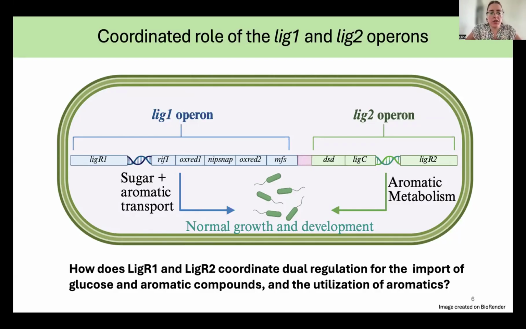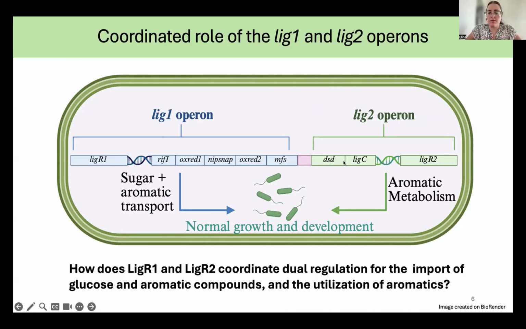In the Lig1 operon, you also have two FAD binding oxidoreductases, a NIPSNAP family protein, as well as an MFS transporter, which is annotated as a putative sugar transporter. The Lig1 operon also has a divergently encoded Lig1 transcriptional regulator. Now, the Lig2 operon is located about 150 base pairs from Lig1, and it contains a putative dehydroshikimate dehydratase, as well as a 4-carboxy-2-hydroxymuconate-6-semialdehyde dehydrogenase, or LigC.